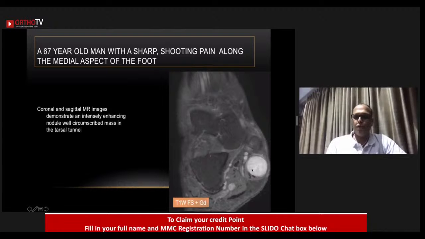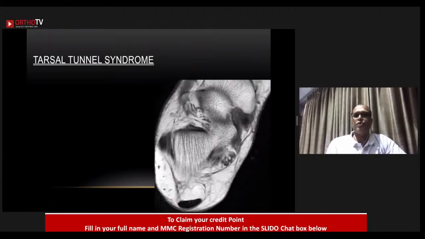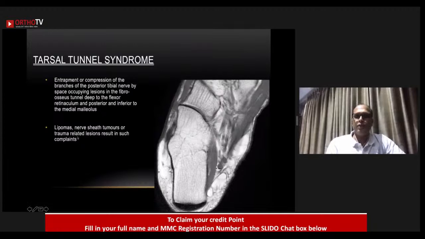So that turned out to be a lipoma, and there are multiple differentials or multiple etiologies which cause tarsal tunnel syndrome-like pathologies. So that was a benign lipoma, but nerve sheath tumors, as we earlier saw, as well as some trauma related issues eventually are also a cause for tarsal tunnel syndrome.